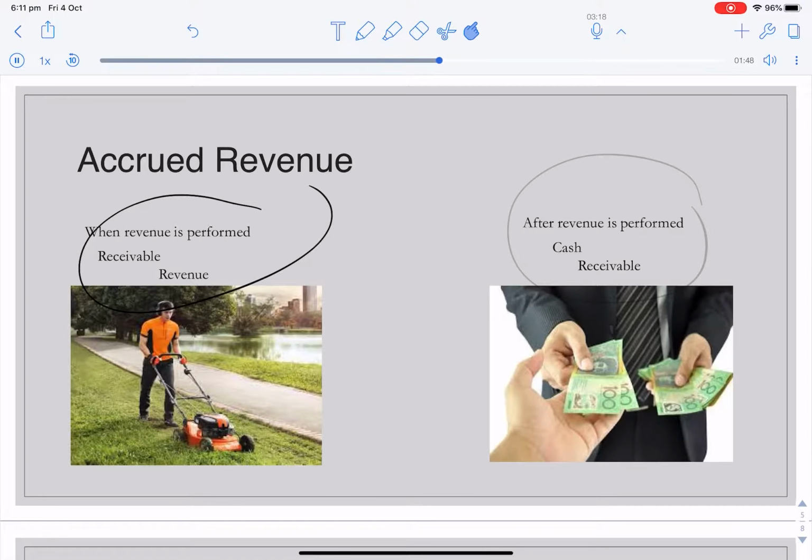Once the payees pay you, then adjust the entry by debiting cash because you received the cash, and crediting the accounts receivable as they no longer owe you the amount.